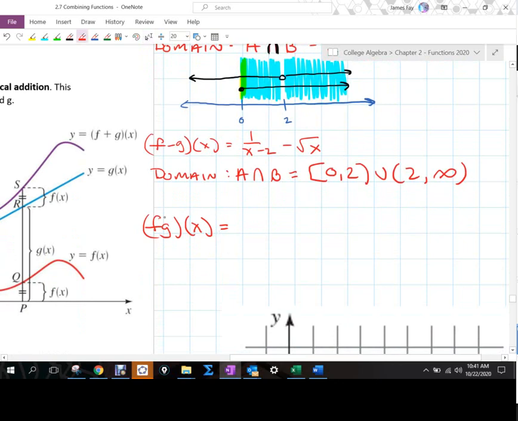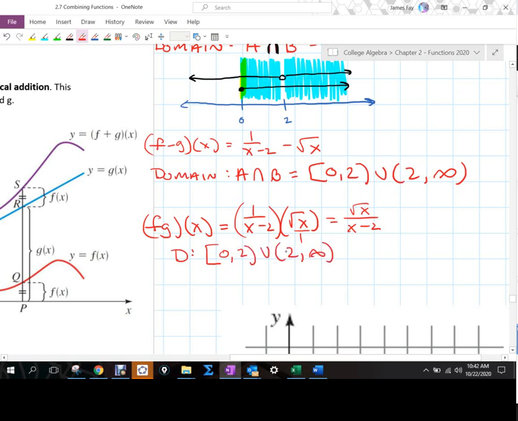If I want to go f times g, well, that's 1 over x minus 2 times radical x, okay? Now on ones like this, because the algebra is not all that involved in simplifying this, because those are two fractions, right? I will ask you to simplify that, or I think it's something we should be able to do. But the domain, again, is still A intersect B, okay? So 0 to 2, union 2 to infinity, okay?